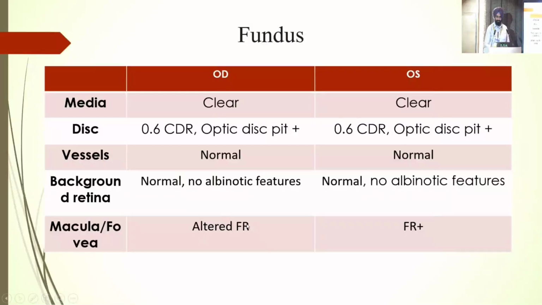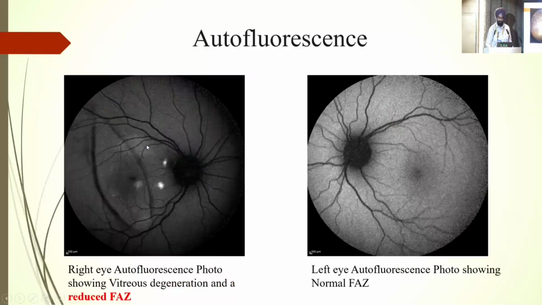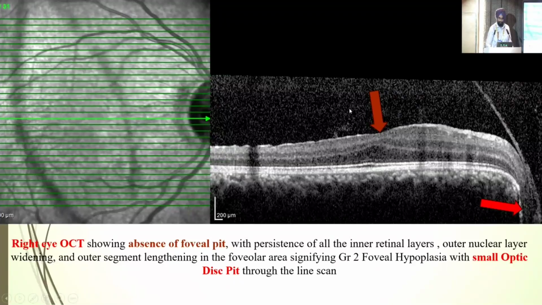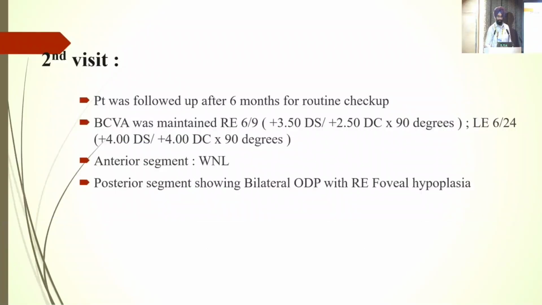The fovea showed an altered foveal reflex in the right eye. Fundus photo showing a vitreous veil, optic disc pit temporally in both eyes, and an altered foveal reflex in the right eye. On autofluorescence, the FAZ is again smaller as compared to the left eye. The right eye OCT again showed an absence of foveal pit with persistence of the inner retinal layers. The cone widening is present, outer nuclear layer widening is present. So it was a grade 2 foveal hypoplasia. The left eye was normal.